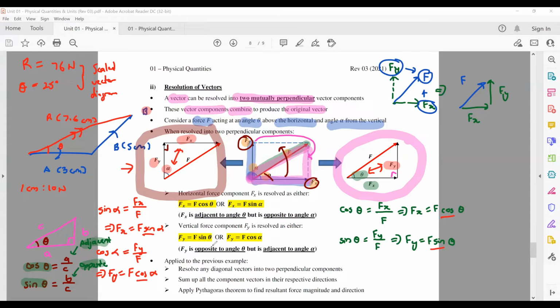This is actually the fastest way to find the expression for the components. You just look at where the component is with respect to the angle that you are interested in. If it's adjacent to the angle, it will always be cos. If it's opposite to the angle, it will always be a sine. Okay, so this is how you resolve your vector components in the first place. You need to know how to resolve these vector components before you can even move on to finding the resultant vectors in the example before this.